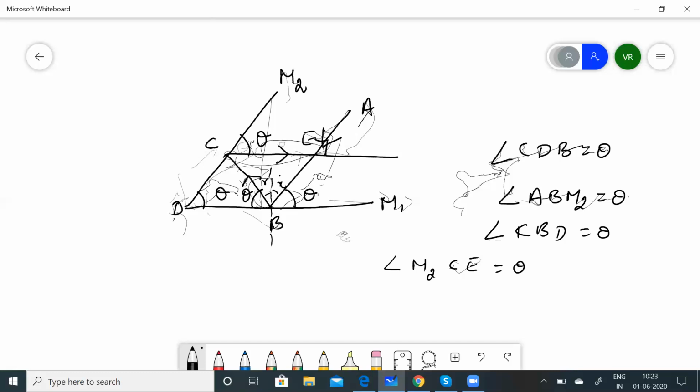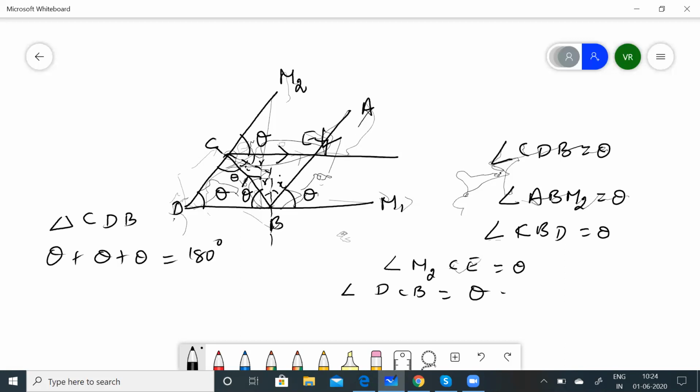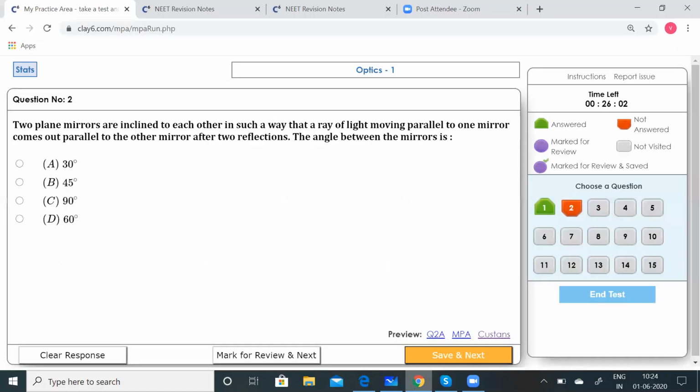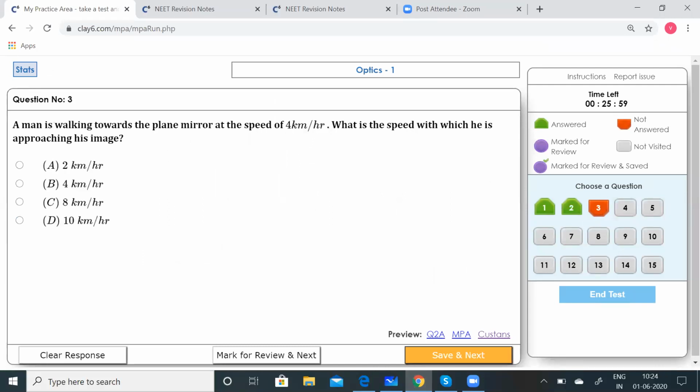Again, when I draw the normal here, this is going to be i and this is going to be r. Now i is equal to r, so this angle will again be theta. That is, angle DCB is also equal to theta. Now consider the triangle CDB. You can see theta plus theta plus theta is equal to 180 degrees, or 3 theta is equal to 180 degrees, or theta is equal to 60 degrees. So the angle between them is 60 degrees. Let's see which option is correct. 60 degrees, D option is correct. Save that, go to the next.